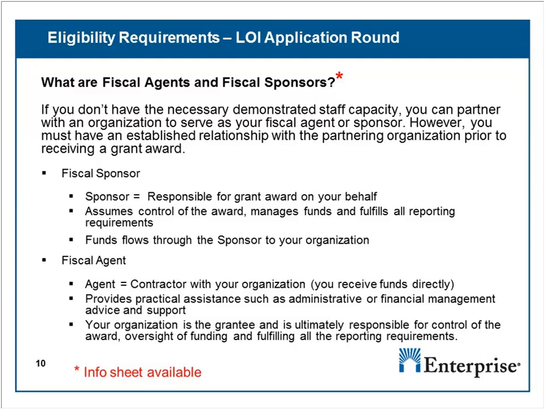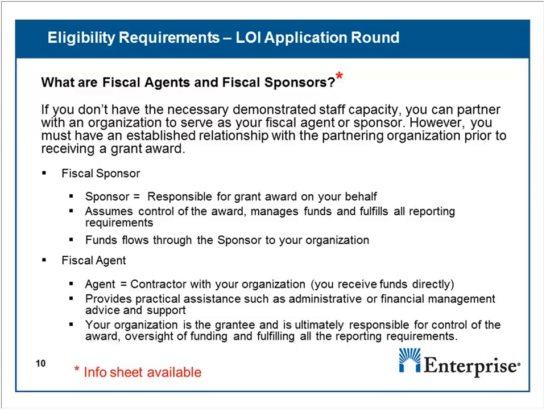If you don't have the necessary demonstrated staff capacity, you can partner with an organization to serve as your fiscal agent or sponsor, but you must have an established relationship with the partnering organization prior to receiving a grant award. If you choose to have a fiscal sponsor, that sponsor must be responsible for the grant award on your behalf. This means that they would assume control of the grant, manage the funds, and fulfill all reporting requirements. Also, keep in mind that funds flow through the fiscal sponsor to your organization.